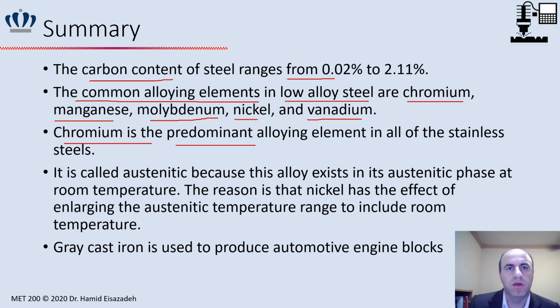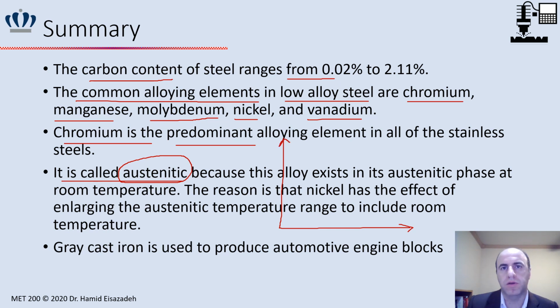As you remember, austenite was not stable at room temperature. The reason we use the name austenitic for austenitic stainless steel is that when we add nickel, it can extend the austenitic temperature range down to room temperature. This is the iron carbon diagram. As you remember, this is the eutectoid point.